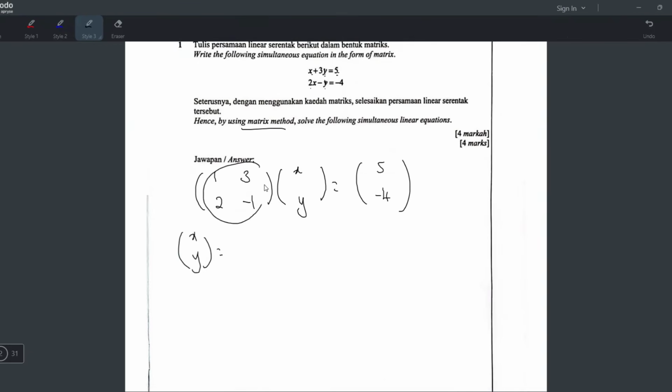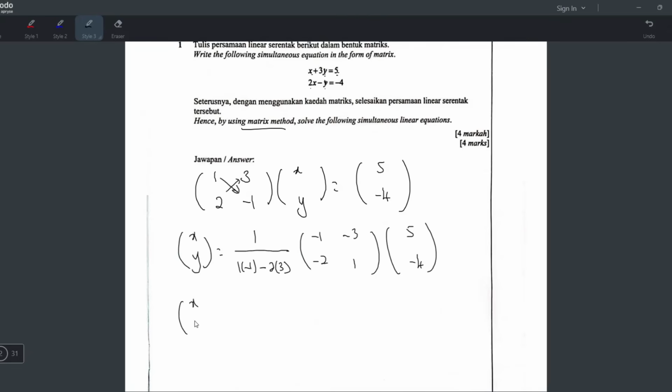So what we have to do is do the inverse of this matrix. And the formula to find inverse is 1 over, and then start dari atas darab silang. So 1 times -1, and then minus with 2 times 3. And then the 1 and -1, you have to tukar tempat. Jadi -1, 1, and then the 3 and 2 you have to tukar tanda. Okay, this is how you do inverse matrix. And don't forget the 5, -4, you still have to write here.